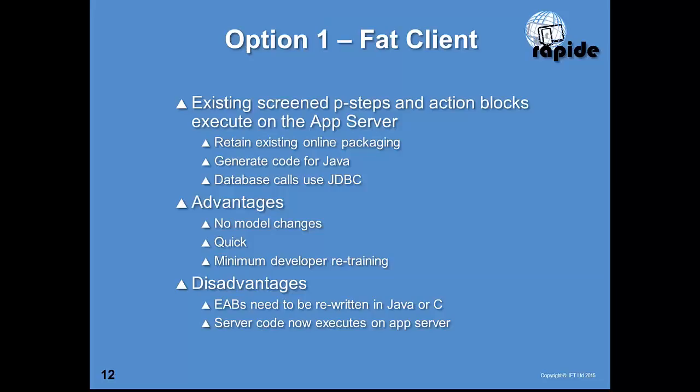The main disadvantages are that because you're moving to a Java platform, then your external action blocks would need to be rewritten in Java, or if you use the Rapide EAB proxy, they could be written in C. But if you're moving an application off the mainframe where the current external action blocks are in COBOL, then they would need to be rewritten. And the server code is now executing on the application server, so it's running in Java. It could still be Java on the mainframe, of course, but it's not COBOL anymore.